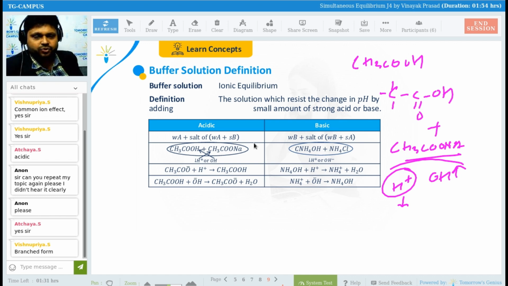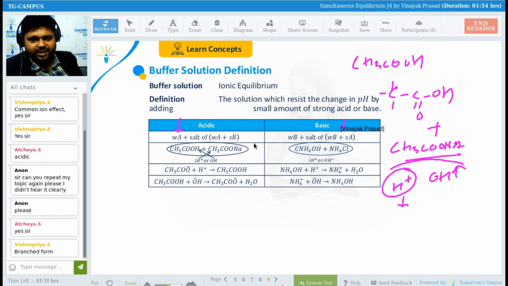Is it okay, guys? So H will be removed from here, and what will be removed from here? You can see here CH3COO. So together we will be getting a buffer solution. So we have seen in the case of acidic buffer: a weak acid and a salt of weak acid and strong base. Salt of weak acid and strong base, that is what we call the conjugate. Is it okay?